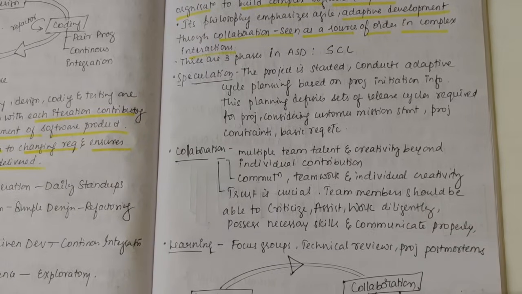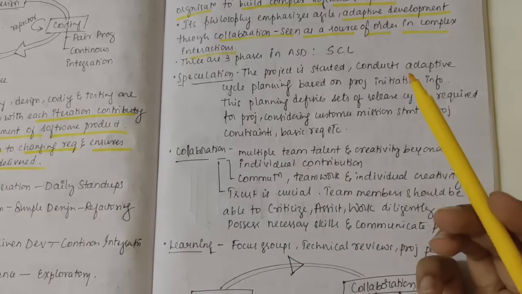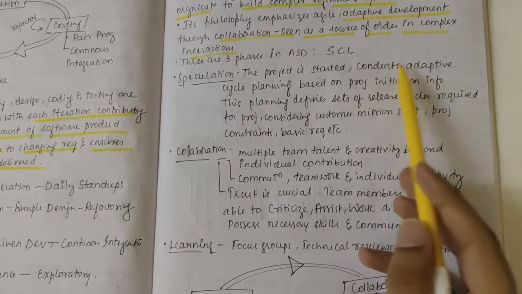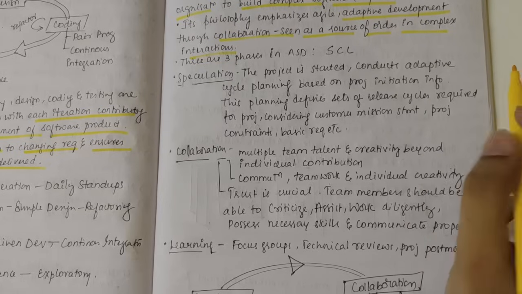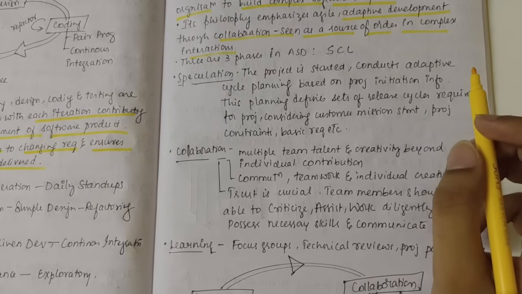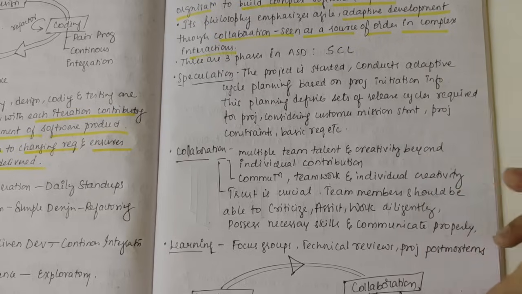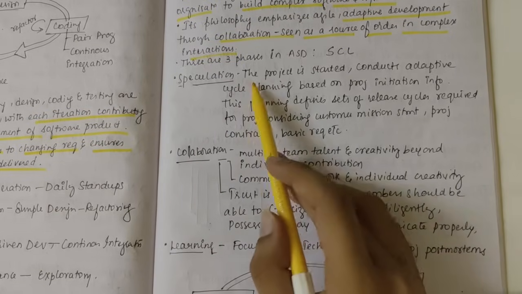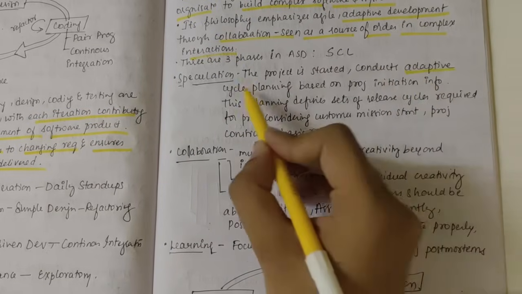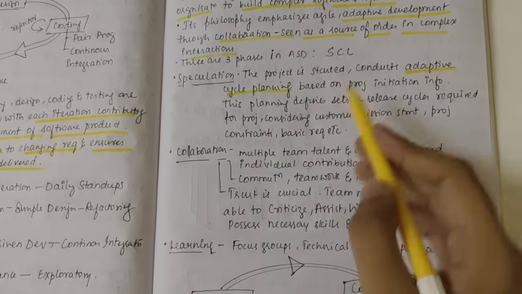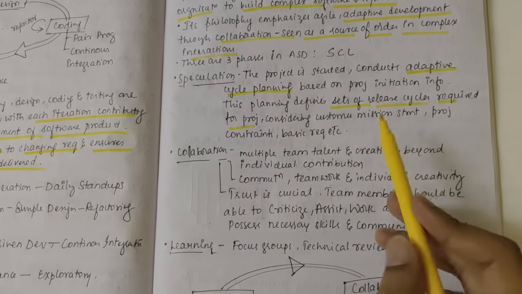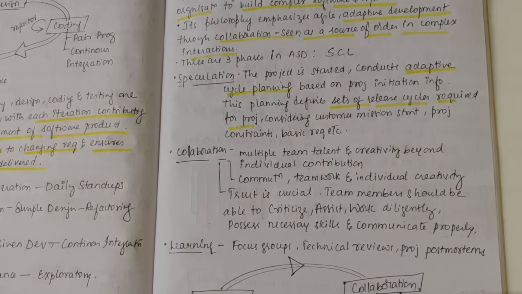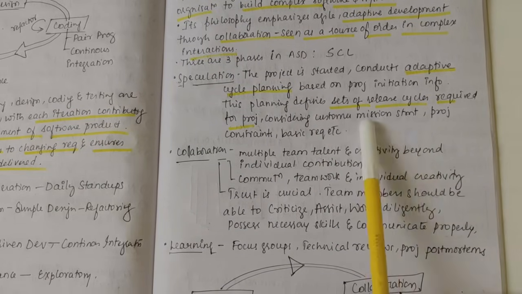Speaking of speculation, the project is started at the speculation part. It conducts adaptive cycle planning based on the project initiation information. So with the information provided, it starts the conduction of adaptive cycle planning. Then this planning defines the set of release cycles required for the project, considering the customer mission statement, project constraints, and basic requirements. We'll discuss the release cycles.